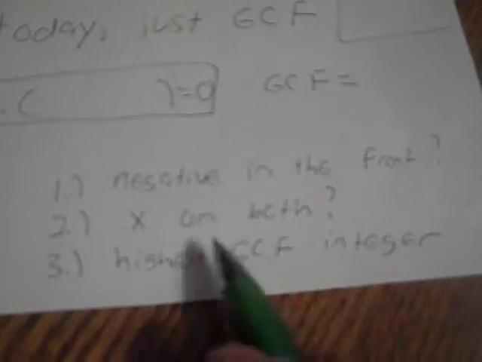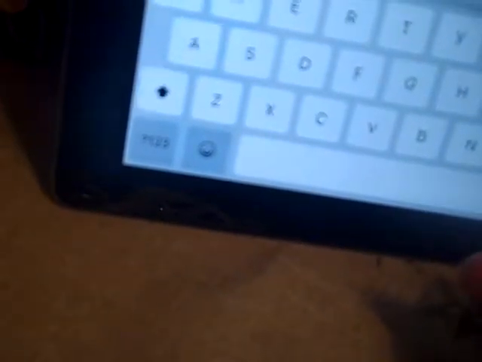So space, parentheses, so GCF. Okay. Negative in front, nope. Remember, negative in the front, nope. X on both, sure. Okay. Now take your highest GCF integer, so punch those two integers in. That's not an integer, it's 3 and 24, the two coefficients, okay? I hate using this thing. It's the biggest piece of crud. 3, comma, 24.